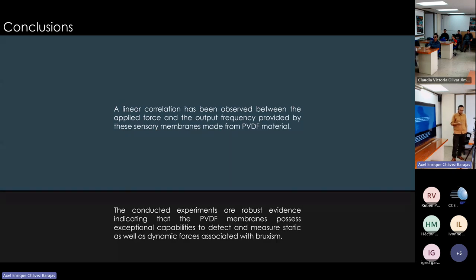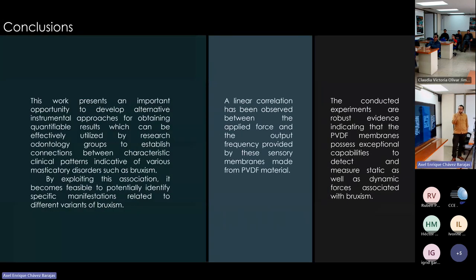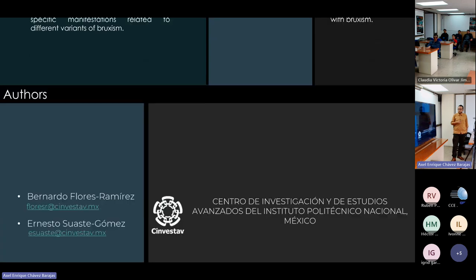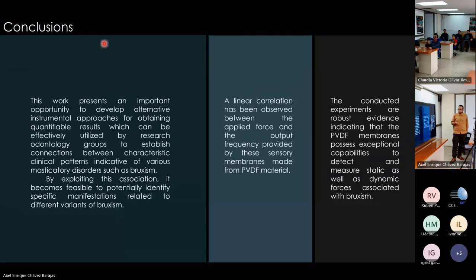sensory membranes made from PVDF material. And finally, this work presents an important opportunity to develop alternative instrumental approaches for obtaining quantifiable research, which can be effectively utilized by research odontology groups to establish connections between characteristic clinical patterns indicative of various masticatory disorders, such as bruxism. By exploiting these associations, it becomes feasible to potentially identify specific manifestations related to different variants of bruxism.